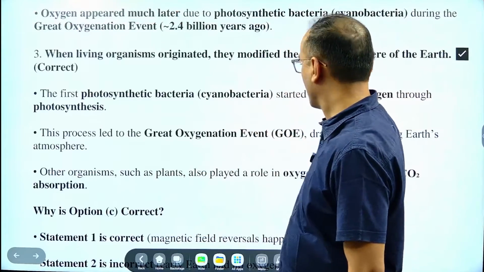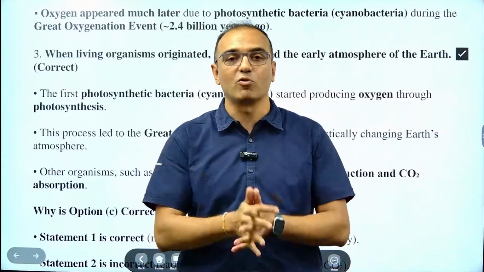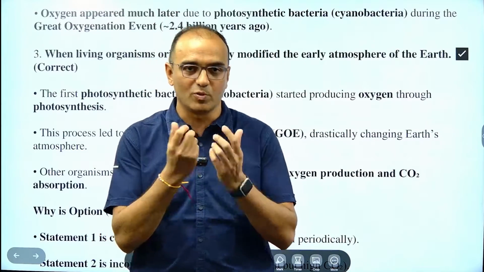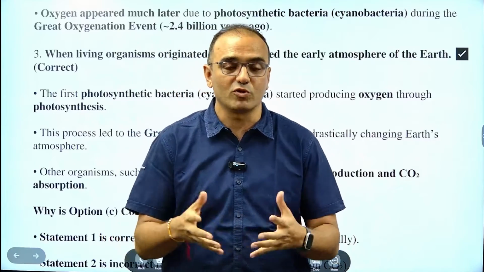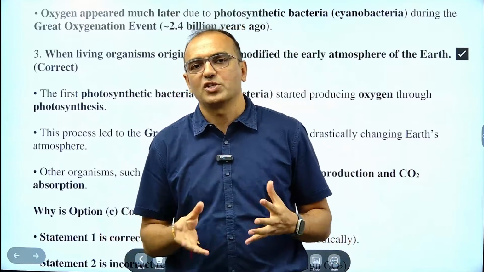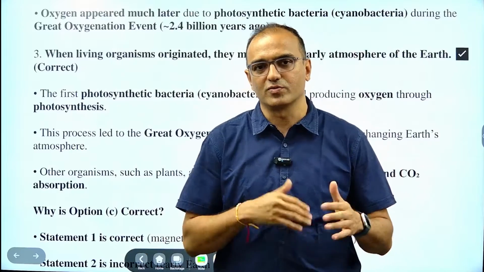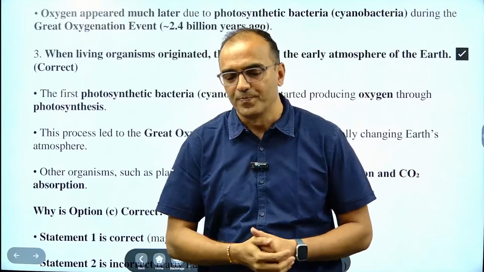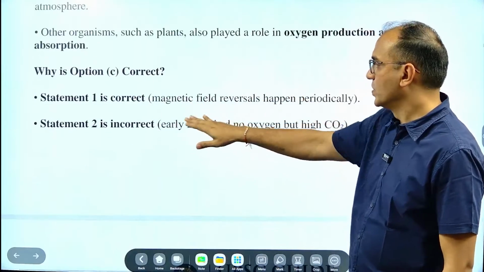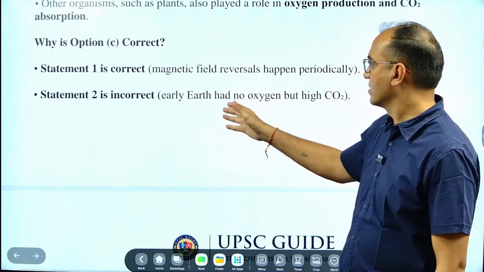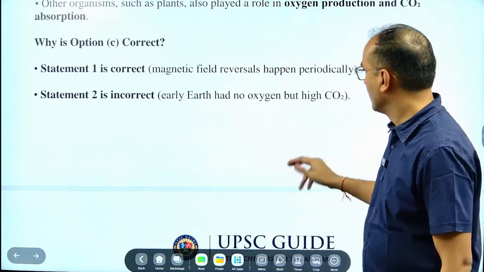These plants absorb CO2, carbon dioxide, and give out oxygen through the process of photosynthesis. So there was modification in the initial atmosphere because of the way life evolved. So statement 1 and 3 are correct and statement 2 is incorrect. Early Earth had no oxygen but only very high carbon dioxide.